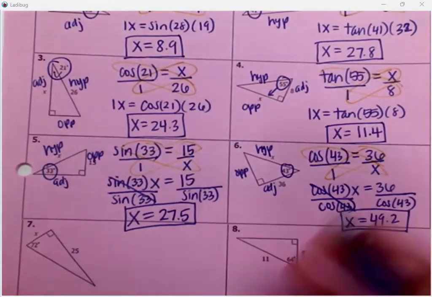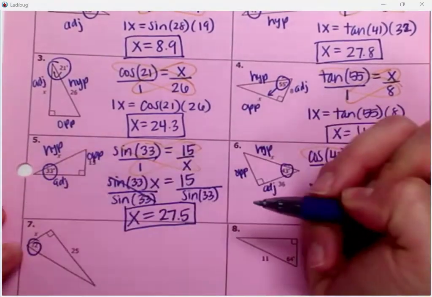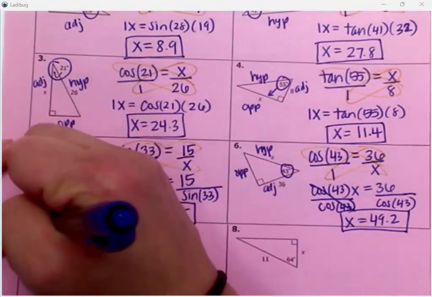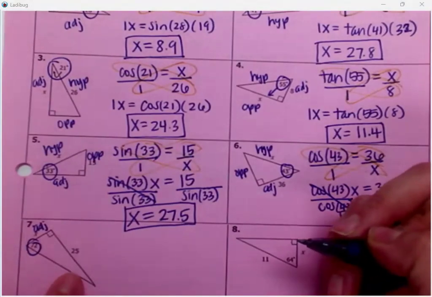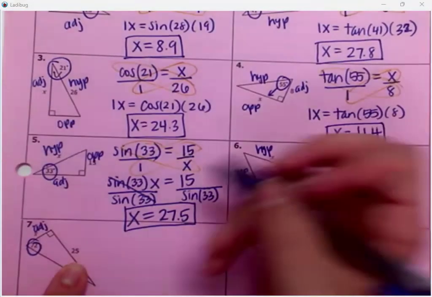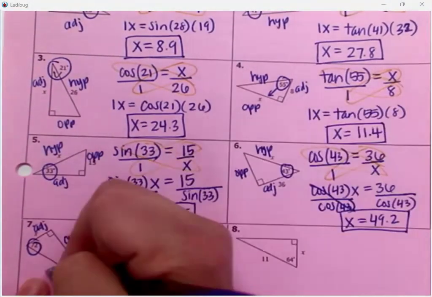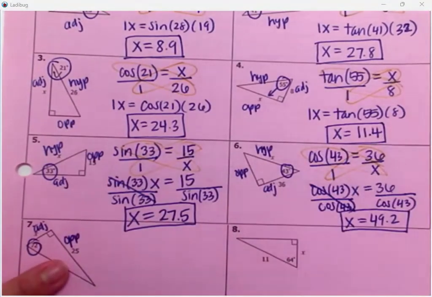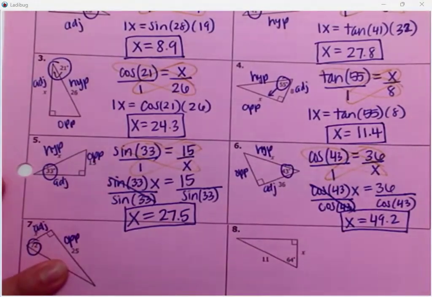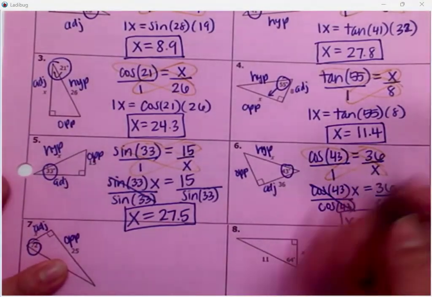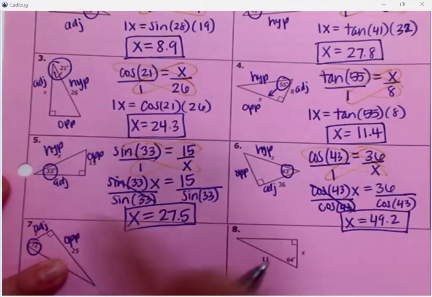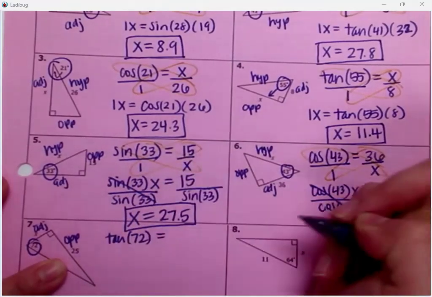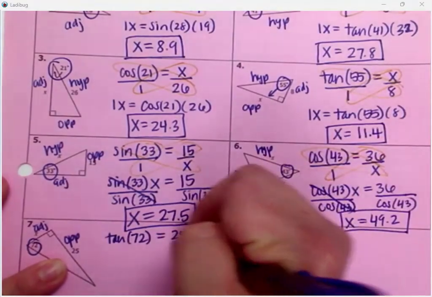All right, so for number 7, if we were given this angle, what do I label this x? Adjacent. What do I label the 25? Opposite. And then this would technically be your hypotenuse, but I do not need it because there is nothing there. So if I cover this up, which trig function are we using on number 7? Tangent, because I have the opposite and adjacent. So I have tangent of 72 equals, in this case, 25 over x.